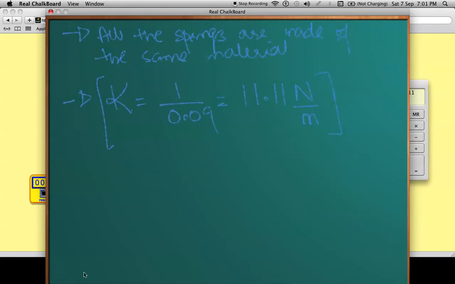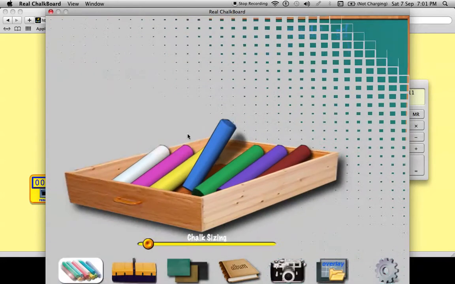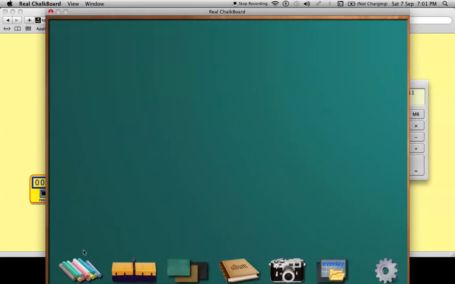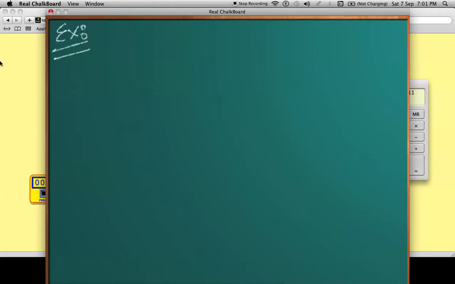springs. Now let's see, since we know the stiffness, we will find out first of all the extension when a known mass is applied, and in the second example we'll look at the extension and the mass of an unknown substance, or let's say an unknown material.